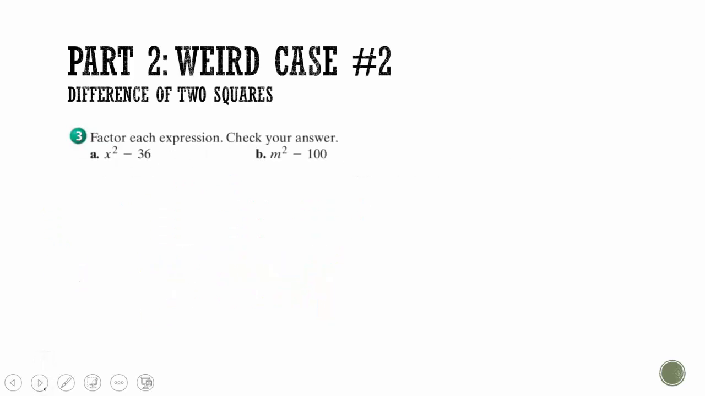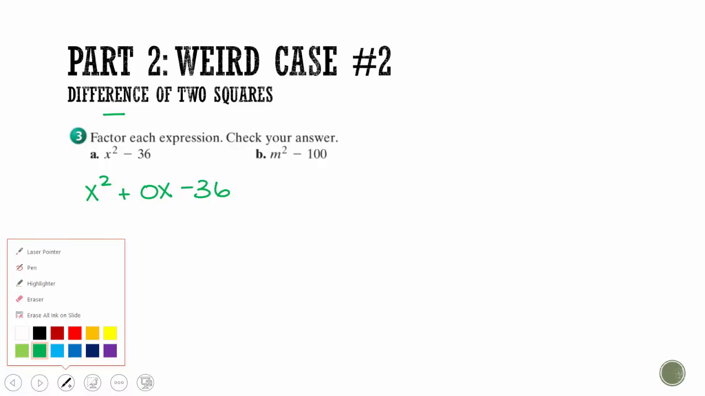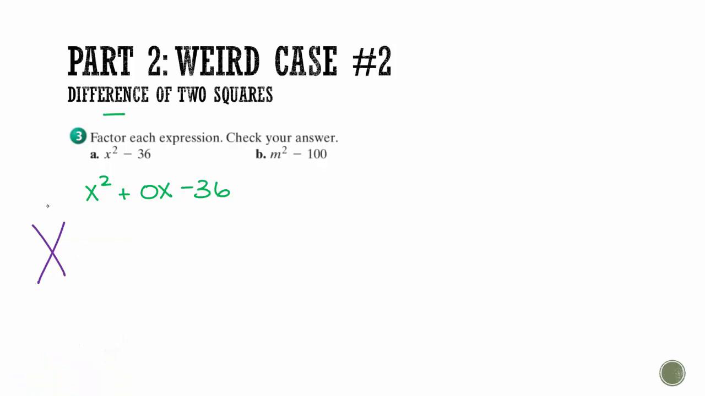Weird case number 2 is the difference of 2 squares. Remember, difference means subtraction. 2 squares means both of these things are squared numbers. Now the only difference here is that there is no middle term. So you could think of this as x squared plus 0x minus 36. Or you could just jump the gun and say, I need 2 numbers. They have to add to make nothing because there is no middle term, and they have to multiply to make negative 36.